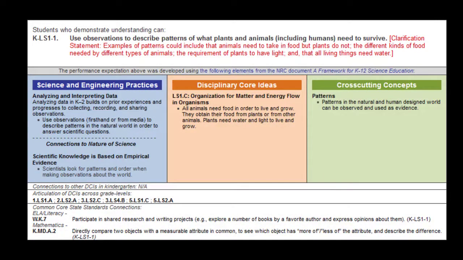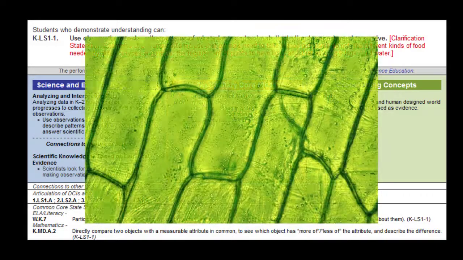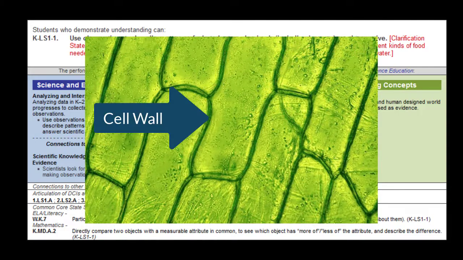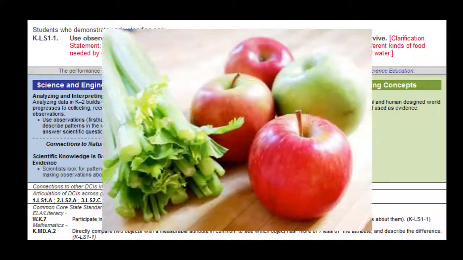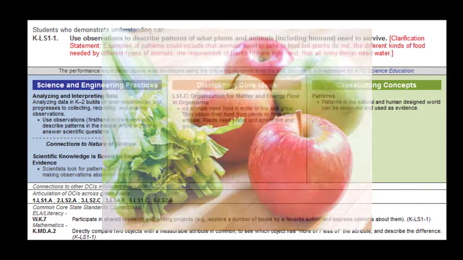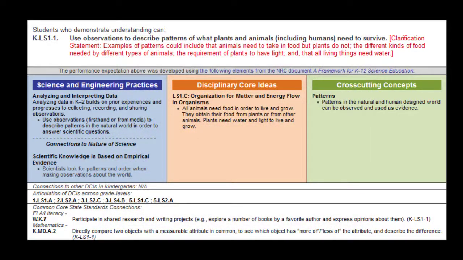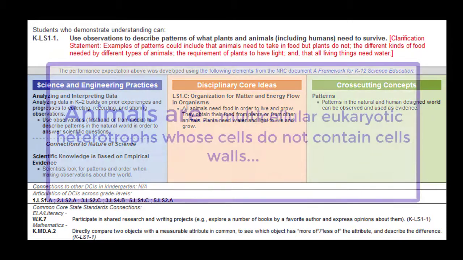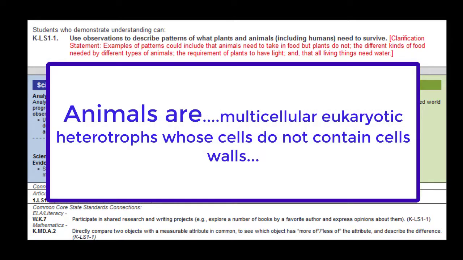Also, because plants don't have bones for support, their cells contain a structure called a cell wall that supports the plant. A really good example of this is the crunch you feel when you eat a stalk of celery or a crunchy apple. Animal cells do not have cell walls, and that is a big distinction between plant and animal cells. The somewhat technical definition of an animal is that they are multicellular, eukaryotic heterotrophs whose cells do not contain cell walls. I know, a lot of words.